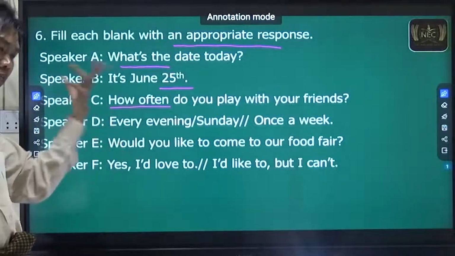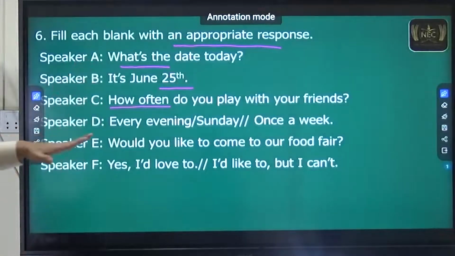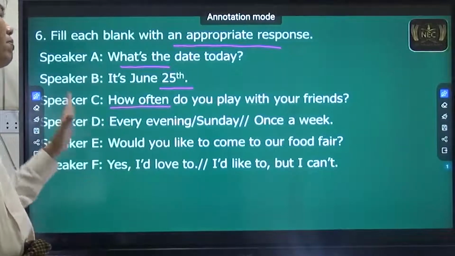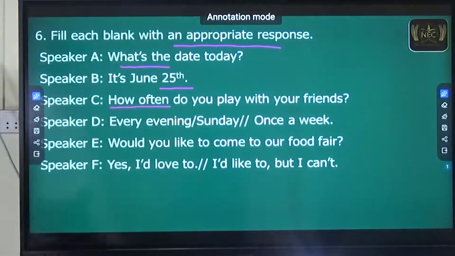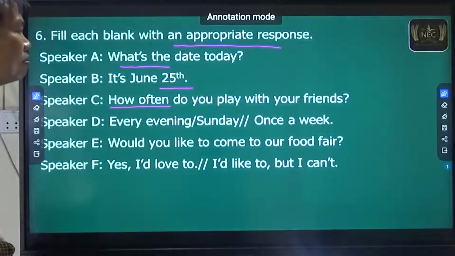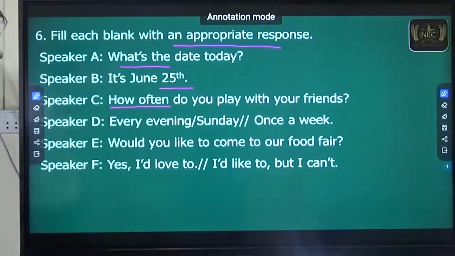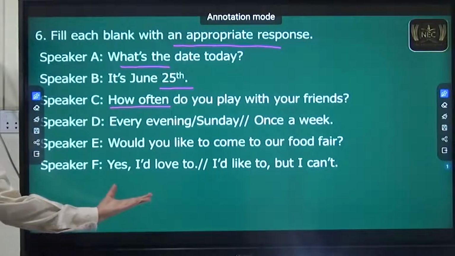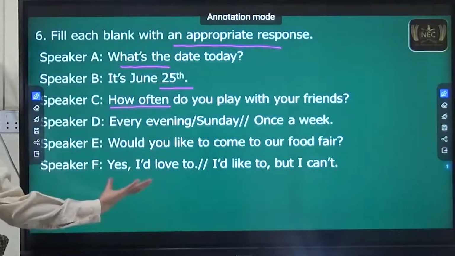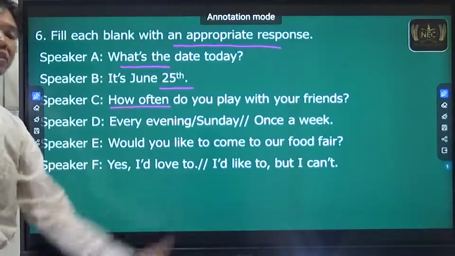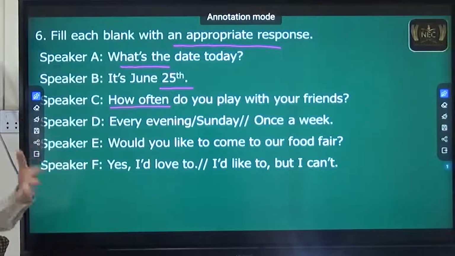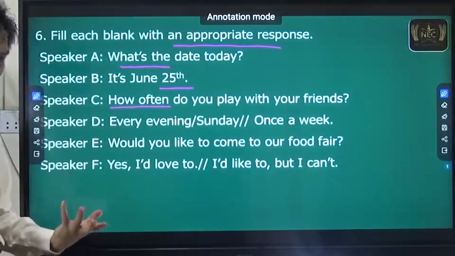Would you like to come to our food fair? Would you like to come? Yes, I'd love to. I'd love to. Not accepting the invitation: I'd like to, but I can't.